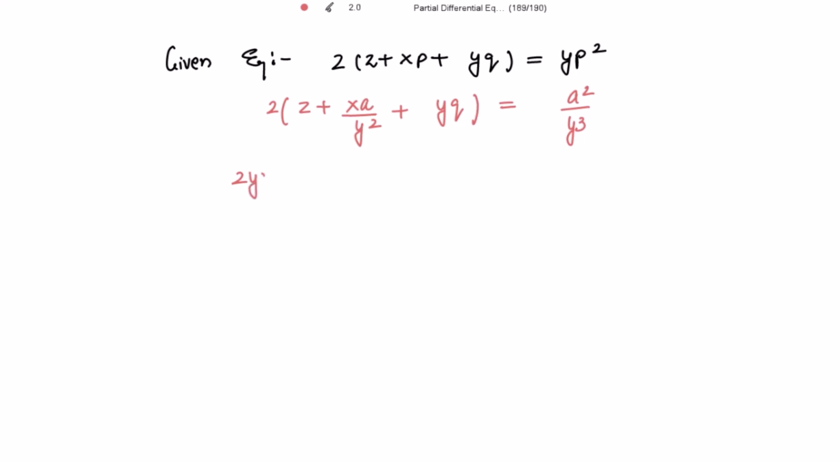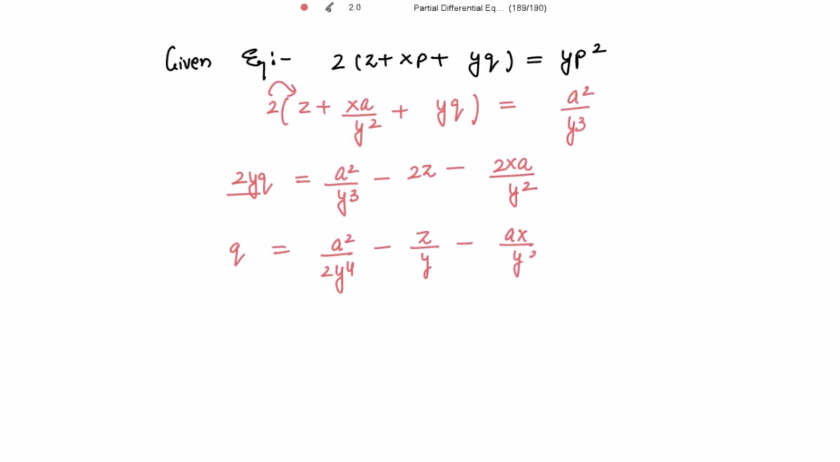To get the value of q, let me take 2yq over here, multiply just 2 inside, and take all the terms to the other side. So this is minus 2z minus 2xa divided by y squared, and then multiplying all over with 2y, it is a squared divided by 2y to the power 4 minus z divided by y minus ax divided by y cubed. So we have got the value of q.